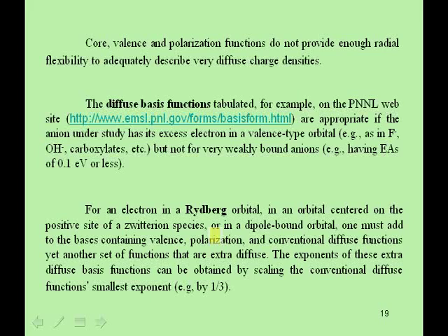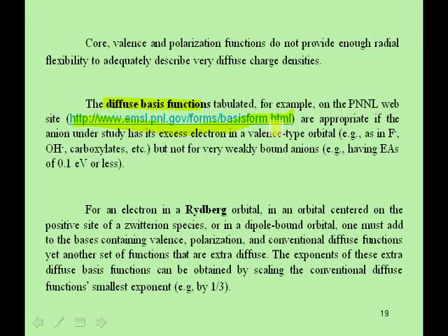Okay, so what do we have so far? We have core and valence functions, single zeta, double zeta, minimal, double zeta, triple zeta, and so on. We have polarization functions. We also have, though, diffuse functions. And I want to point out there's a web page here at the Pacific Northwest Labs that has a lot of nice basis functions you can just download to do the calculations.